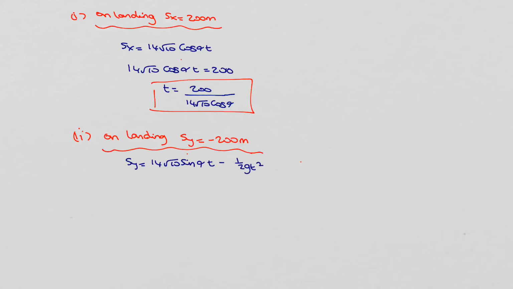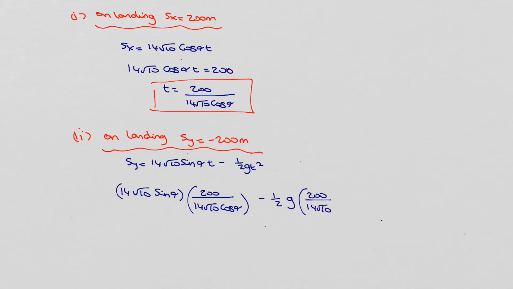And you can see I didn't simplify t for this reason, because t above is over 14 root 10, and here I have a 14 root 10. So it just makes it a little bit easier to simplify when I sub in for my time. But if you didn't spot that and you did simplify, don't worry, it's still going to simplify regardless. And then we have minus a half g times t squared. And then that must equal -200 metres.